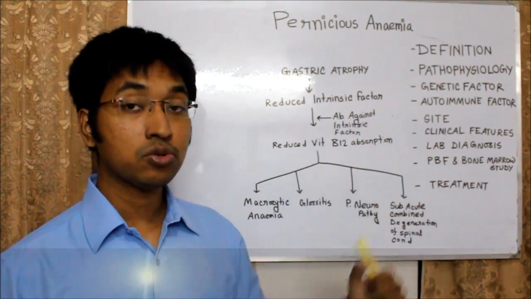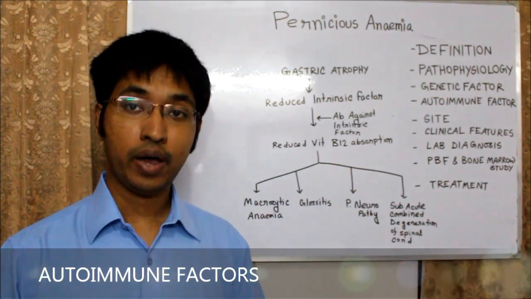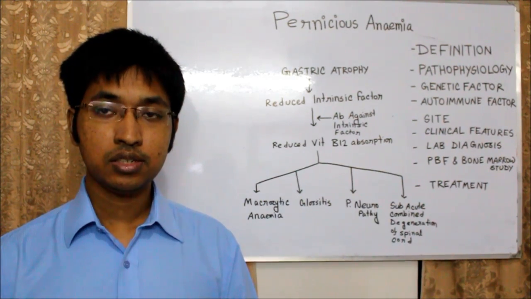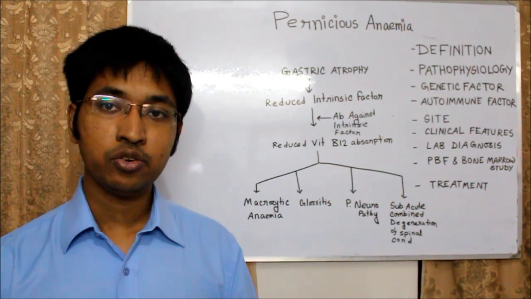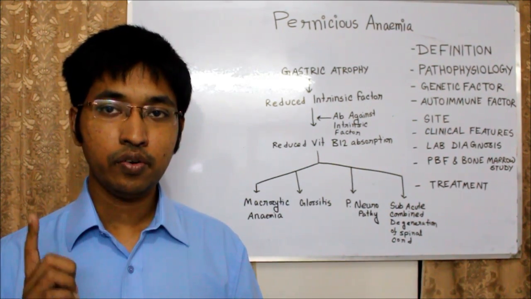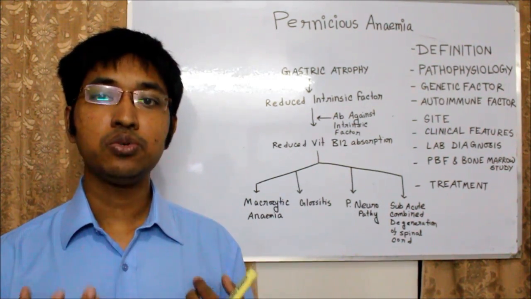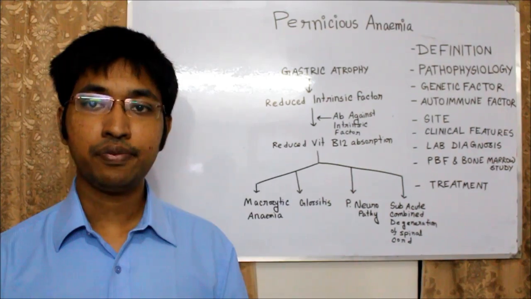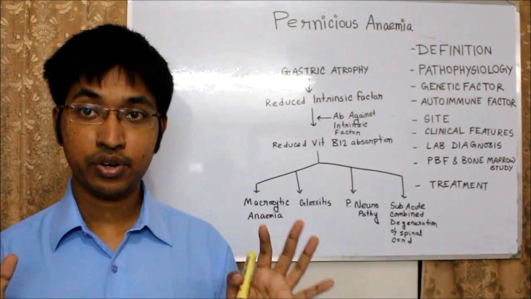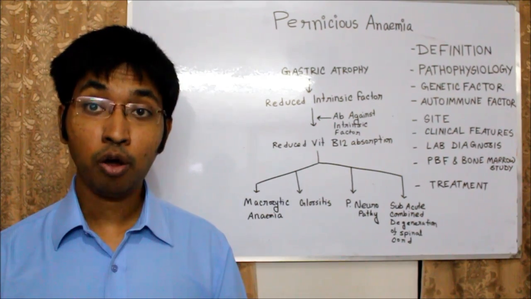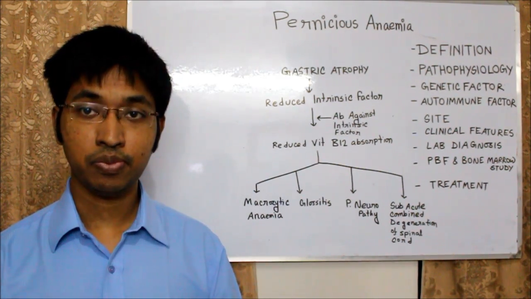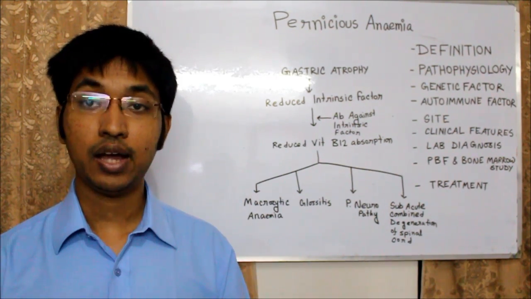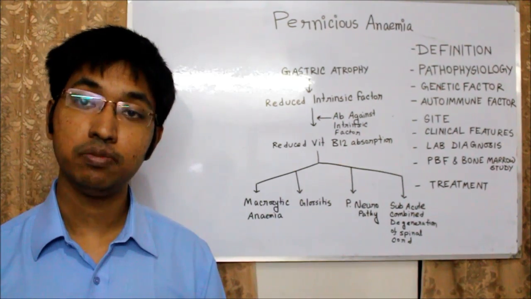So now we will talk about the more important autoimmune factors. Okay, so remember, pernicious anemia is an autoimmune disorder. Okay, and what is autoimmunity? Remember, our body has an immune system. It is a very high-tech system whose main function is to give us protection from different types of harmful agents. But the problem is sometimes our immune system starts reacting on our own cells, on our own tissue, and that results in something called autoimmunity.